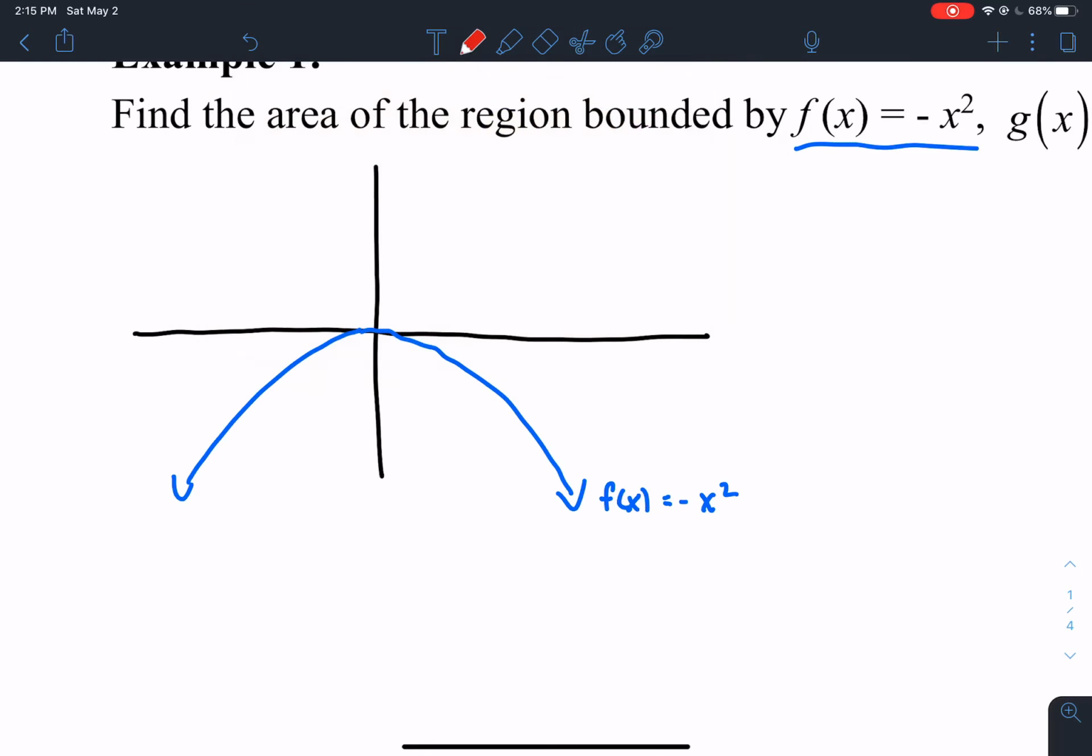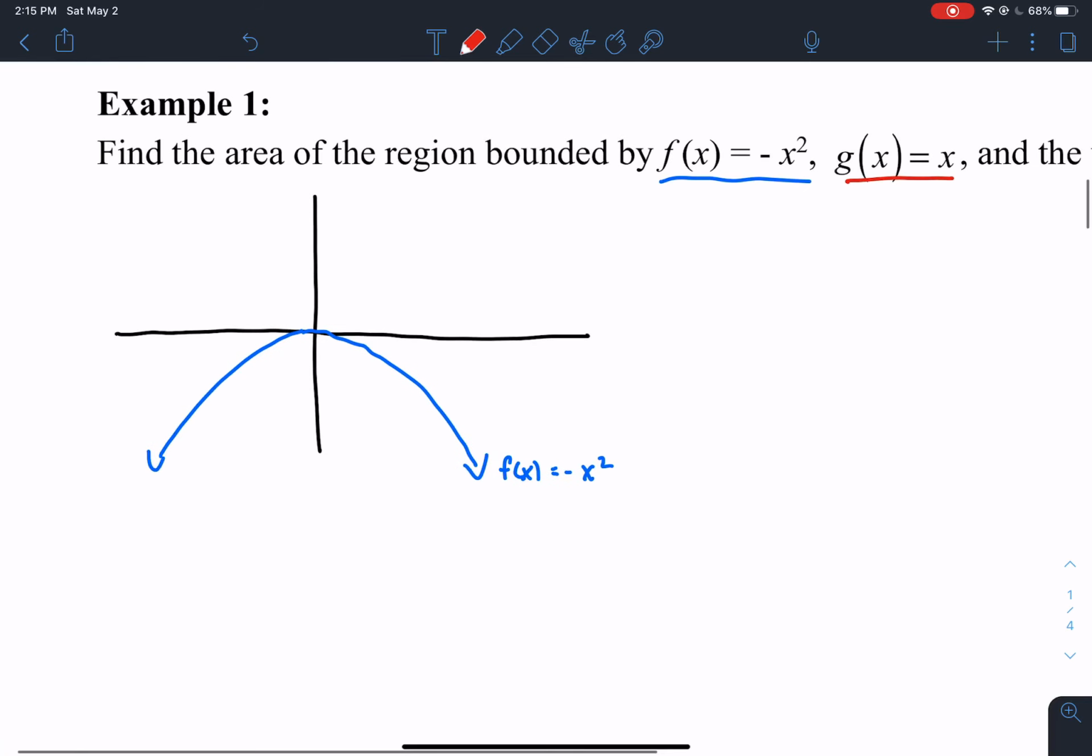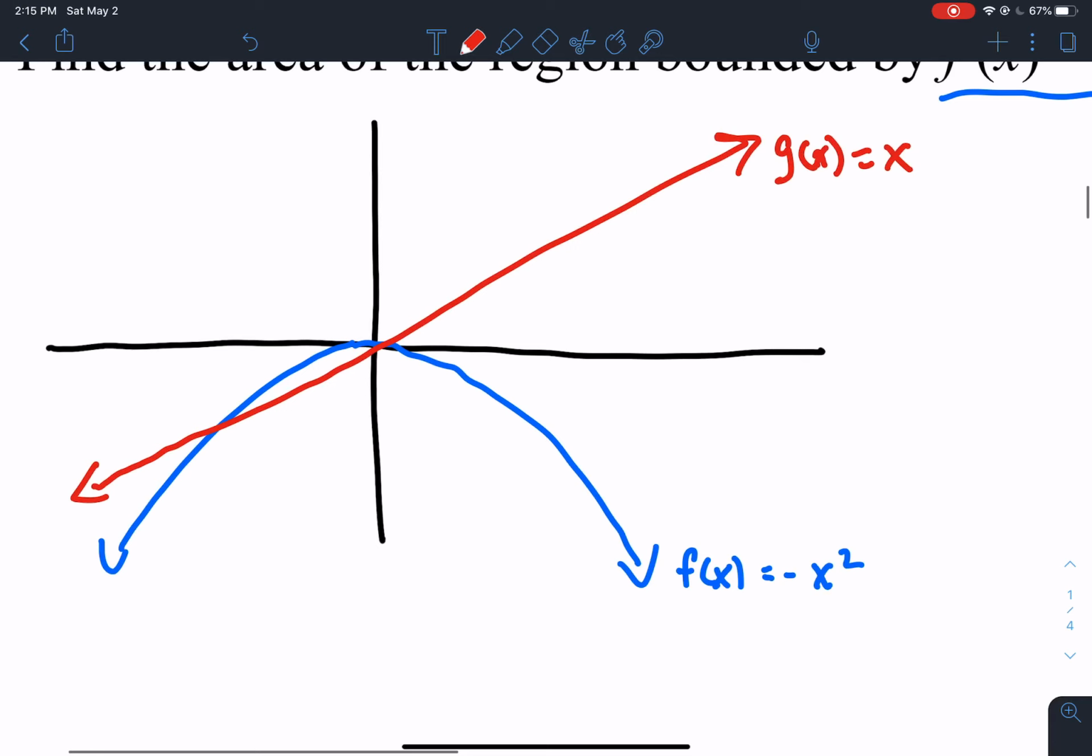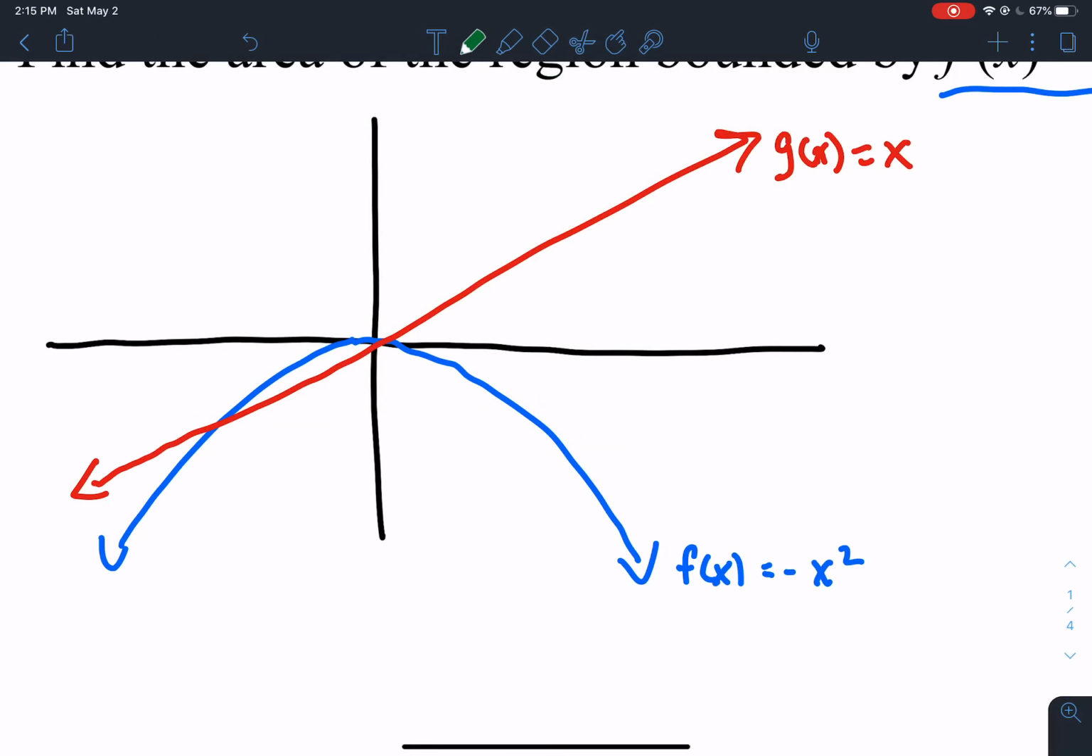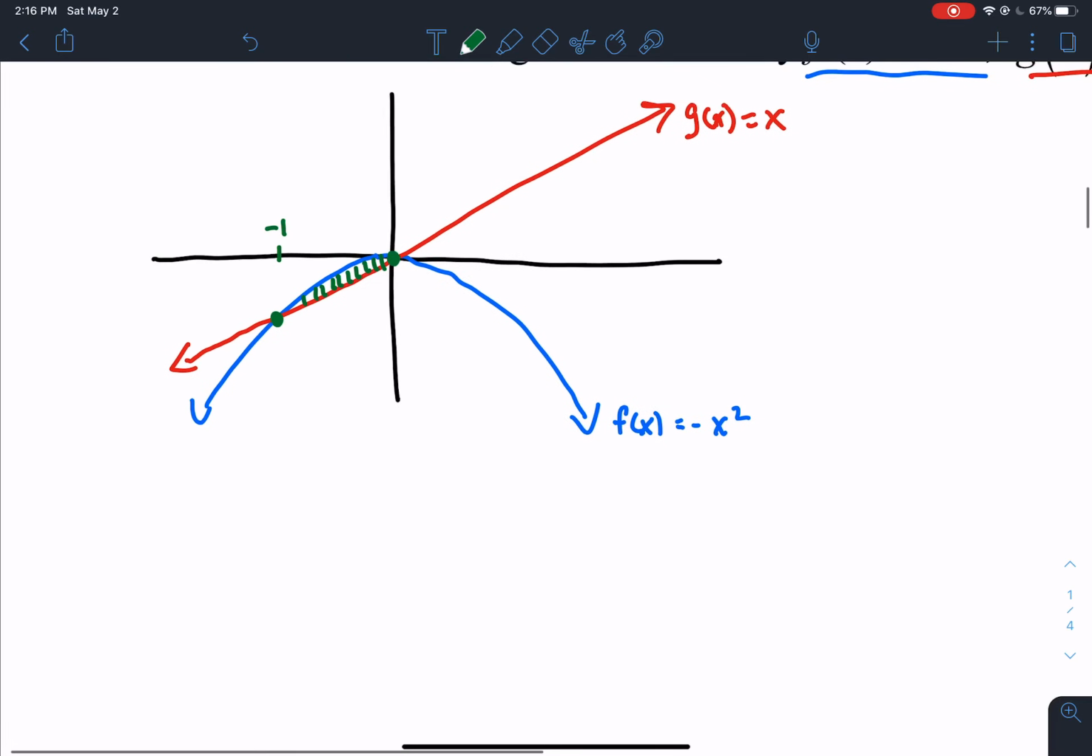And then the second one is going to be just x, okay? Which looks something like that. Okay, so that's g of x equals x, right? So I know the area that I drew is not great. It's not very big, but what we're essentially going to be doing is we know that this is negative 1, because that's the point that I gave you, and we know that that's 0. Okay, so we're finding the area between this little space right there, all right?